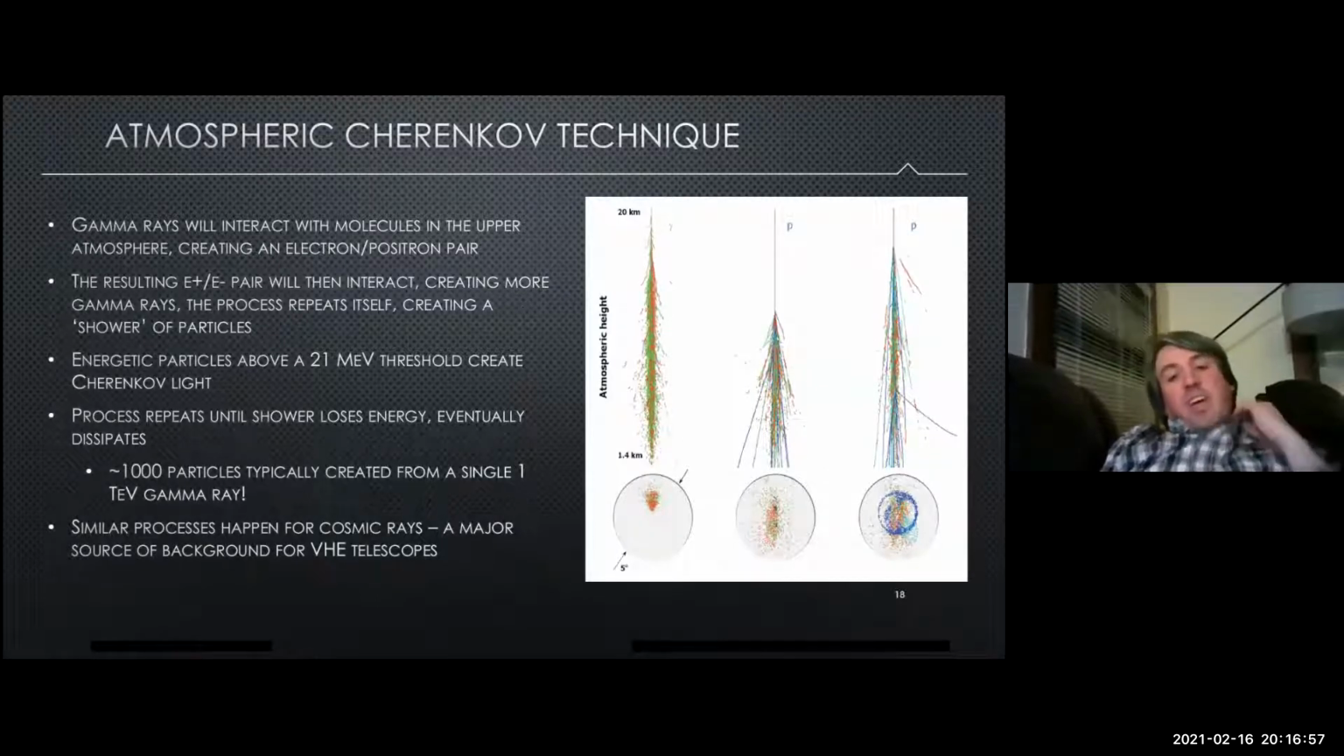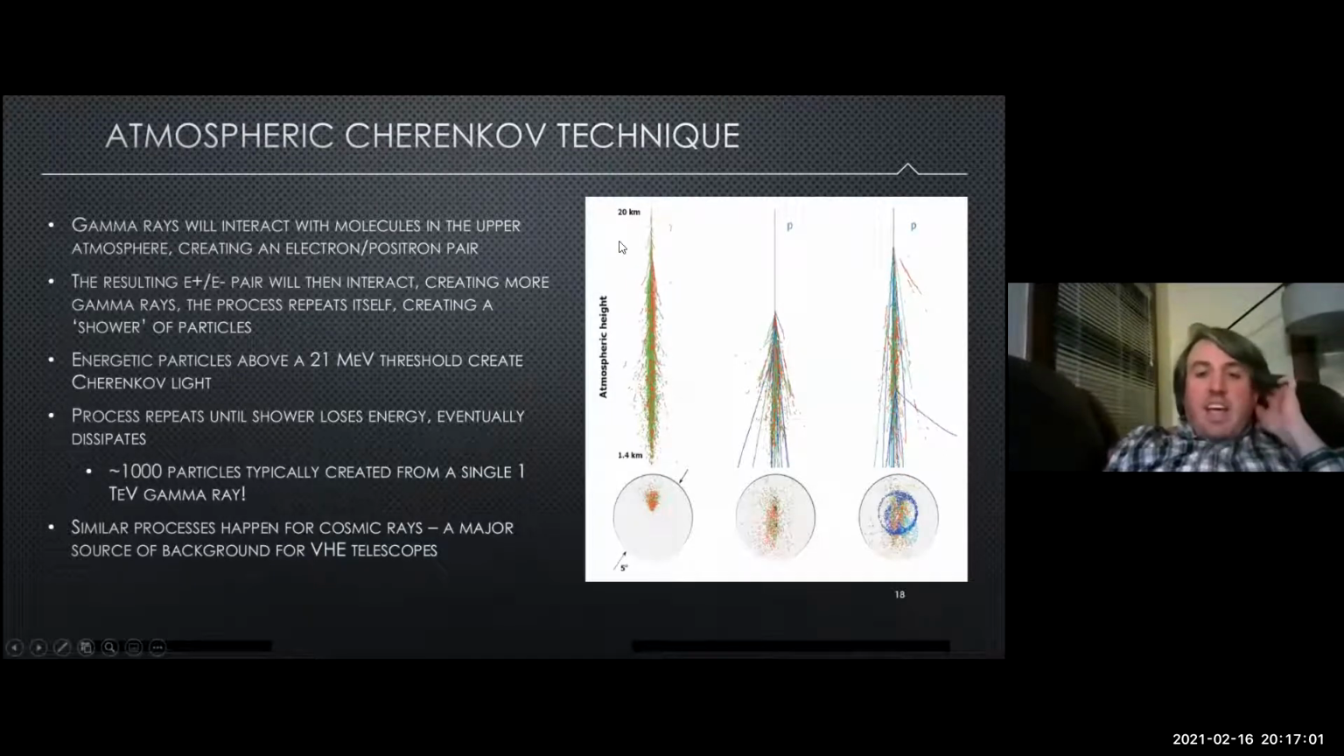So gamma rays will interact in the upper atmosphere, and they create these electron-positron pairs. And essentially, those electron-positron pairs will create more gamma rays, and the whole process sort of repeats upon itself. So from one TeV gamma ray, you get about 1,000 particles coming out of it. And each of these particles is giving out Cherenkov radiation. So these are something that could actually be imaged.